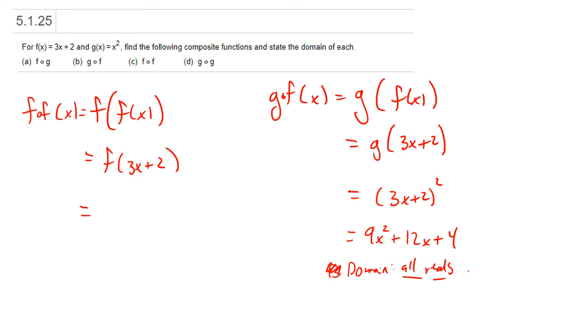What does f say to do to the input? Multiply it by 3, and then add 2. And if we distribute this out, we get 9x plus 8. This is a polynomial. It is linear, so the domain is all real numbers.